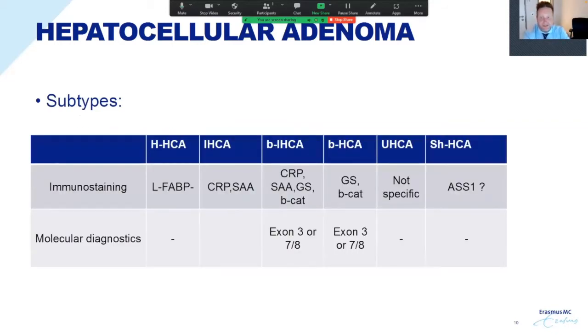Currently, there are 6 subtypes of adenomas. All 6 subtypes have typical features on immunostaining and molecular diagnostics. First subtype is the LFABP negative adenoma or steatotic adenoma. Second and most prevalent is the inflammatory adenoma with a subset of beta-catenin positive adenomas. Adenomas can also harbor beta-catenin without being an inflammatory adenoma. That's subtype 4. Then you have the unspecified adenomas without typical pathological features. The last is the sonic hedgehog adenoma. However, it seems that the diagnosis of the subtype with ASS1 is hardly replicable in other centers in Europe. A new pathological marker is currently subject of research.